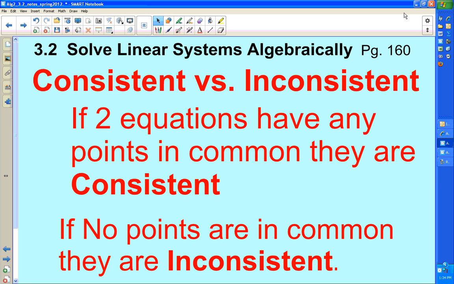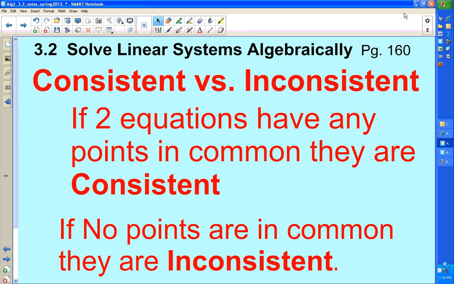So we're going to solve the same systems you had last night, but the equations are going to be solved algebraically. Now, this is a reminder from yesterday. We talked about this yesterday.